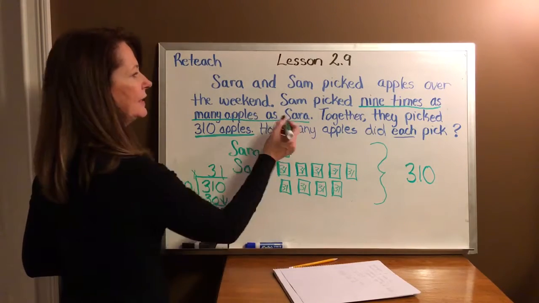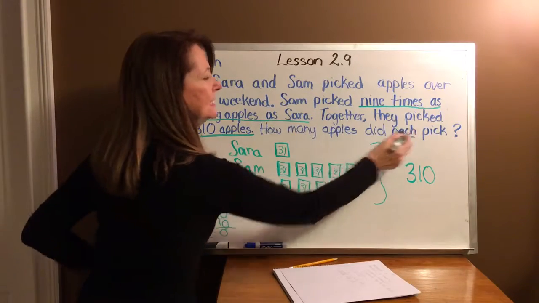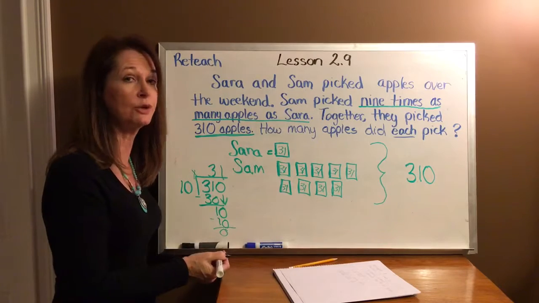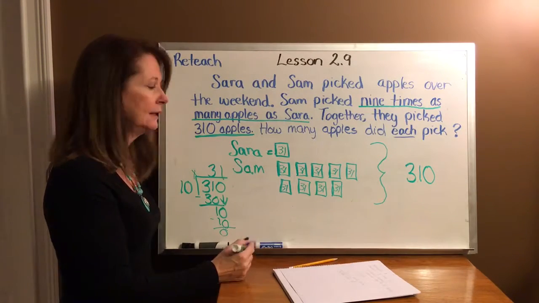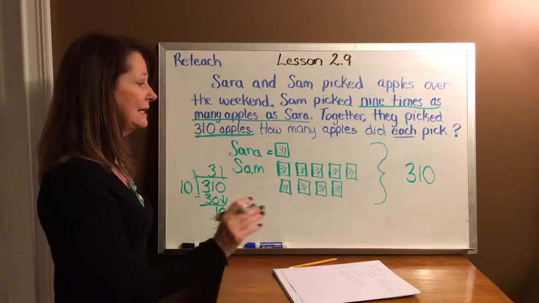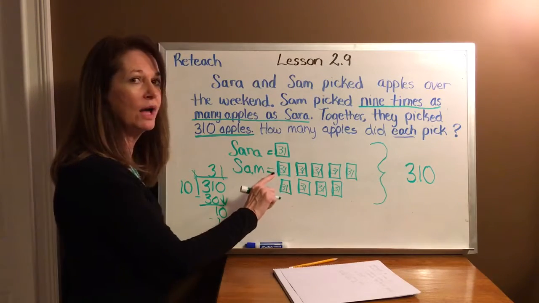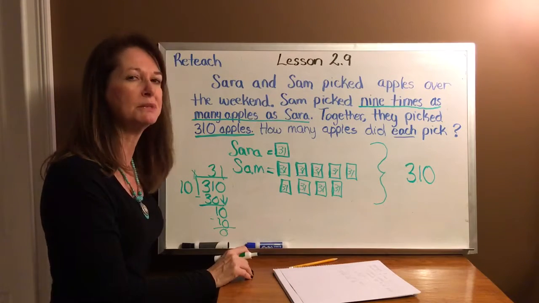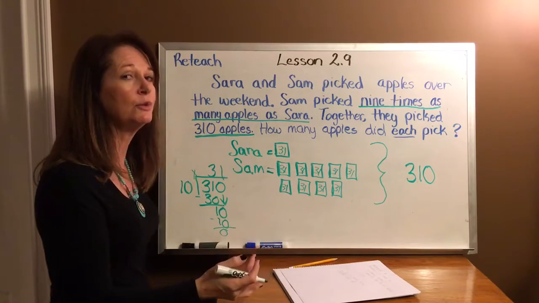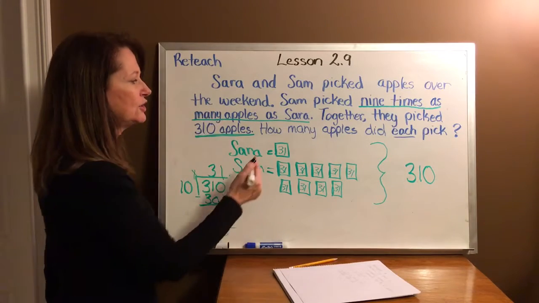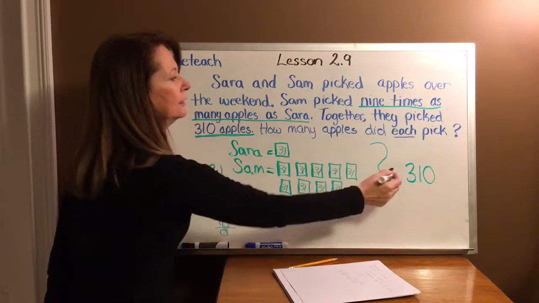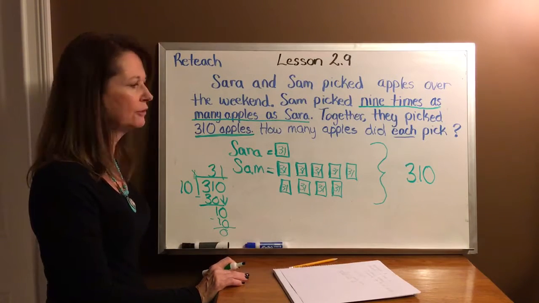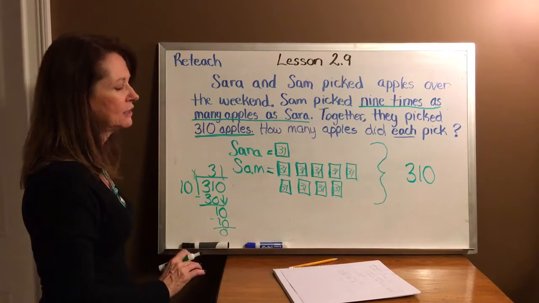So the question is, how many apples did each pick? Well, Sarah picked, nice, short, sweet, and easy, 31. Sam, on the other hand, he picked 31 times 9 boxes. 31 times 9, okay? Now, you can do the 31 times 9, or you could just subtract that 31 from 310, okay? We're going to go ahead and multiply the 31 times the 9 to get our answer.